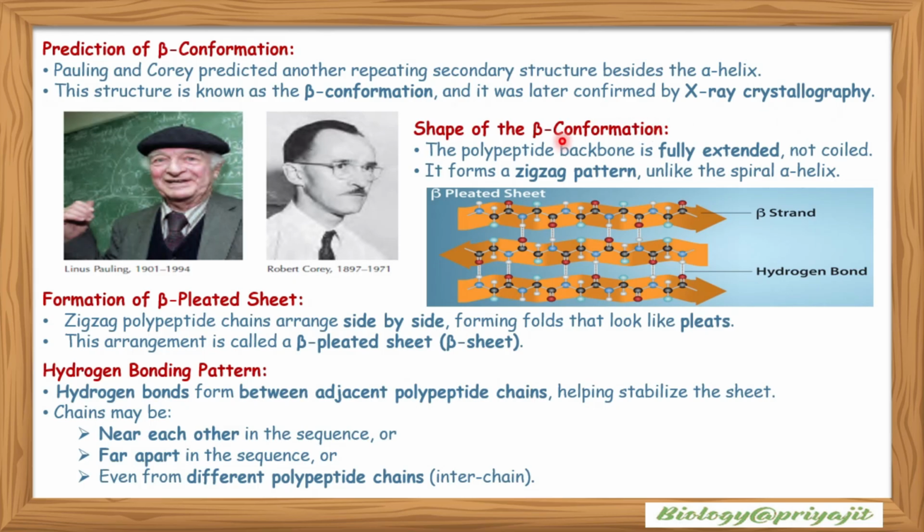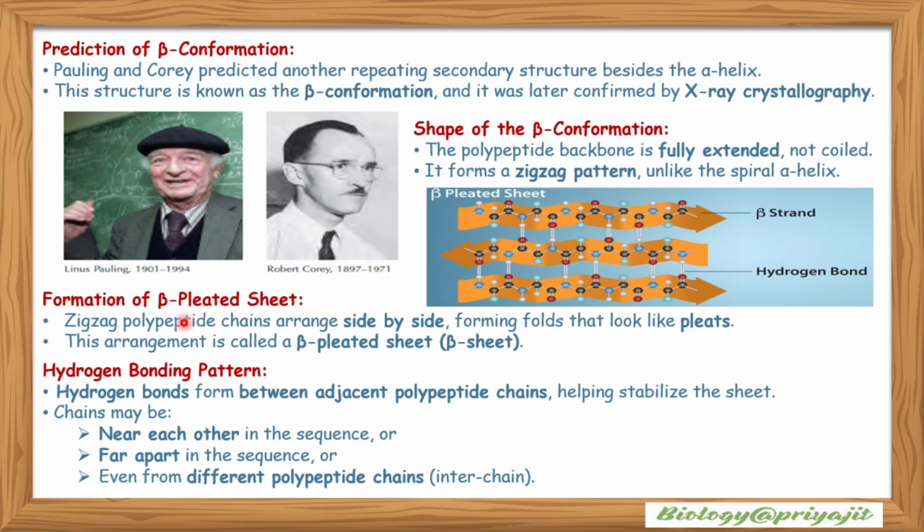Shape of the beta conformation: the polypeptide backbone is fully extended and not coiled like the alpha helix. Then it forms a zigzag-like appearance unlike the spiral alpha helix. This is the image showing the beta strand, and this together is the beta pleated sheet, and the hydrogen bonds are found in between two adjacent strands.